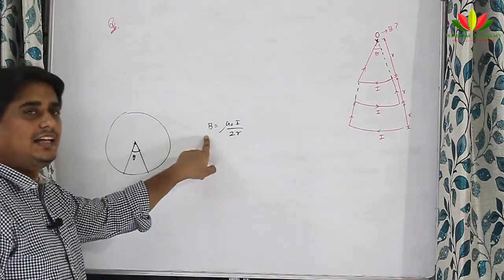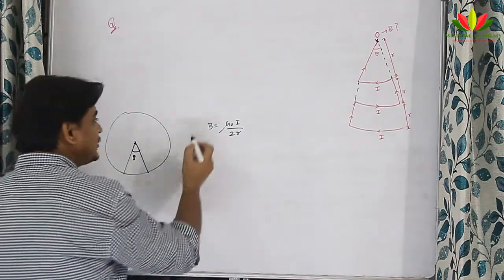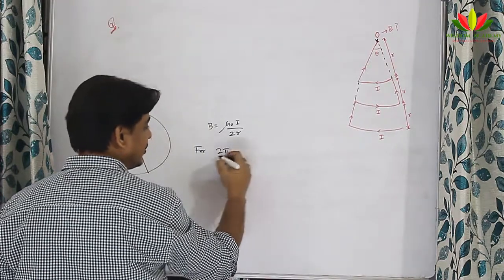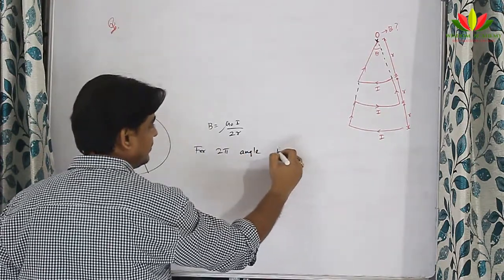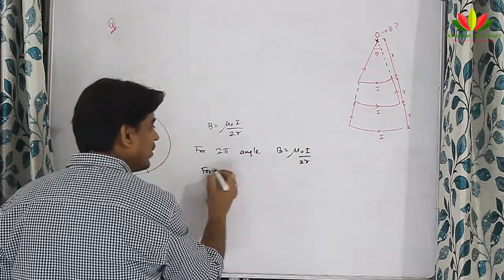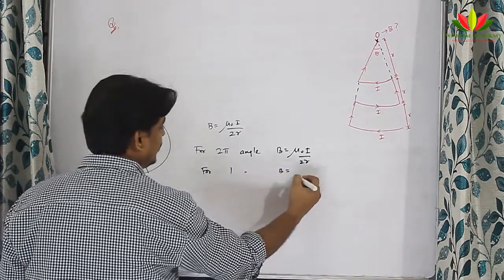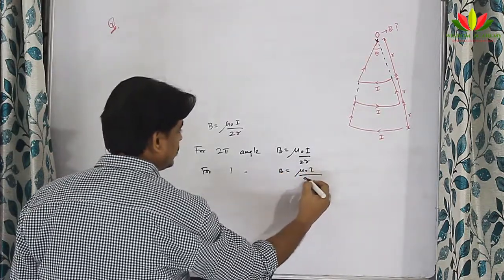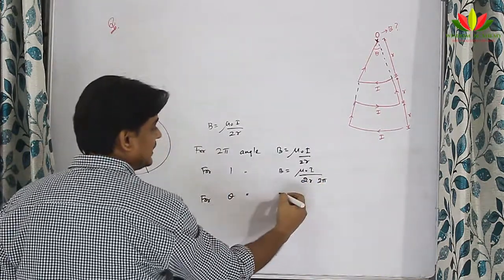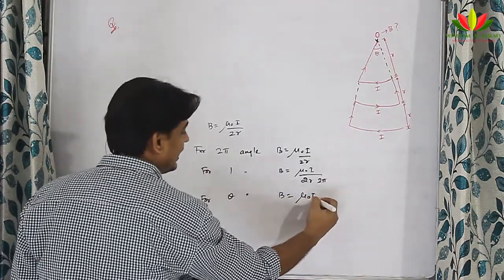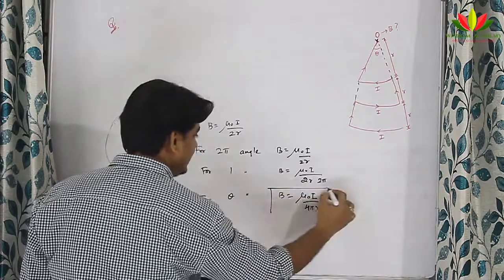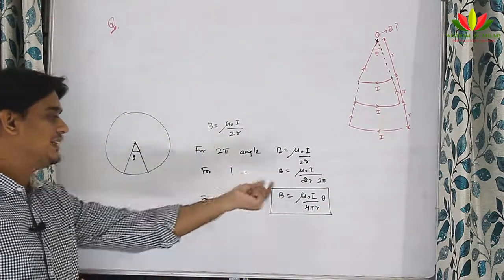But this B is for the complete circle. So this B is for 2 pi. So I will write, for 2 pi angle, B is mu naught I by 2R. So for one angle, B will be equal to mu naught I by 2R into 2 pi, and for theta angle, B will be equal to mu naught I by 4 pi R into theta. This will be the magnetic field due to the angle theta.